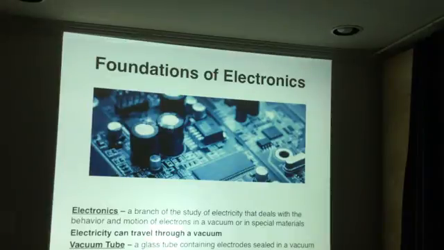The foundational device that became very important in electronics was the device known as the vacuum tube. The vacuum tube is a glass tube that contains various electrodes, and these electrodes are then sealed in a vacuum, thus the name vacuum tube. Now, in modern devices, there's very little use of vacuum tubes.